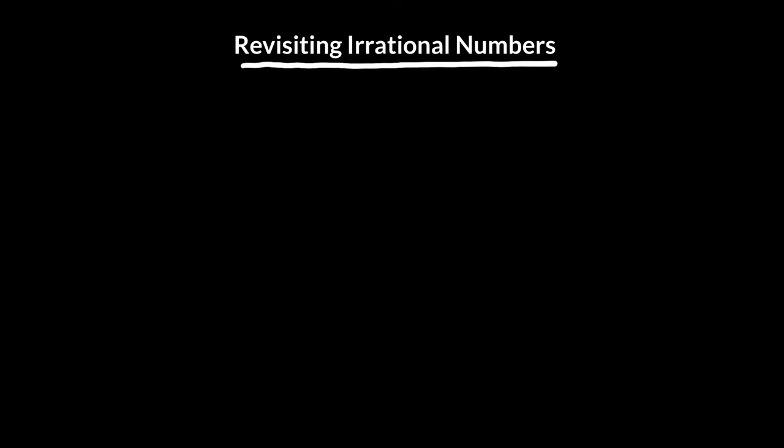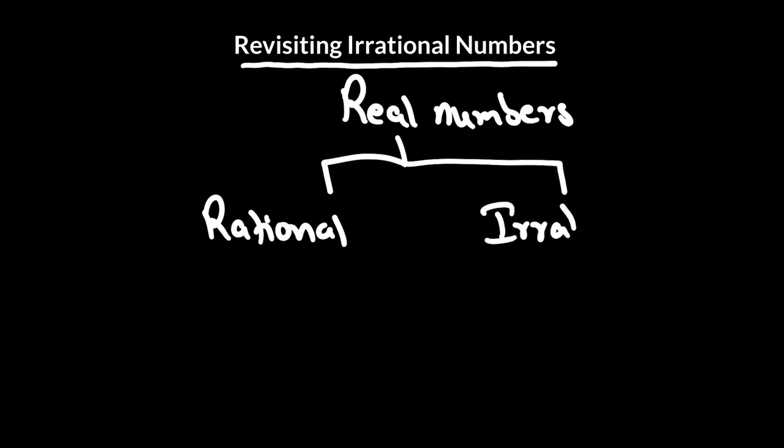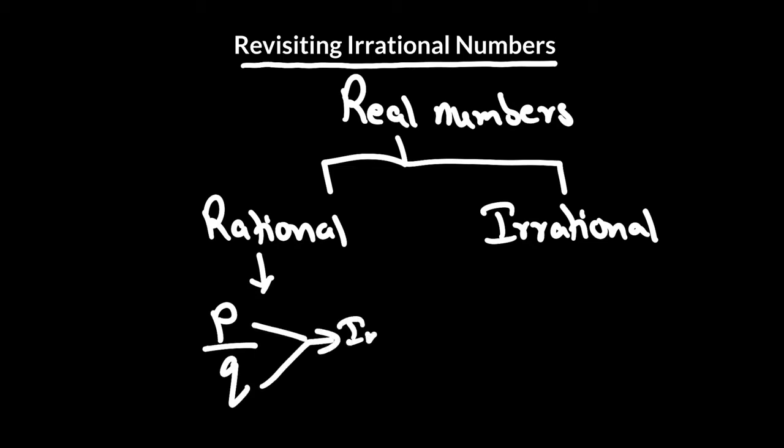What we know is that all real numbers are classified as rational and irrational numbers. And we know that rational numbers are those numbers that can be expressed in the form p over q, where p and q are integers and q is not equal to 0.